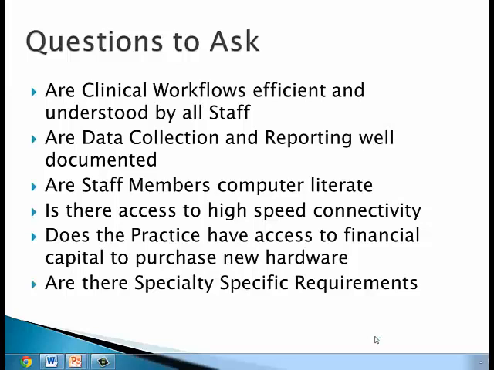Again, does the practice have access to financial capital to purchase new hardware? Often when you implement an EMR, there's equipment that goes along with the cost. It's not just software, not just the application, but the hardware to run it. Are there specialty-specific requirements? And also, are there clinical priorities or needs that need to be addressed? There are many questions that need to be asked, and it's good to ask them early on.